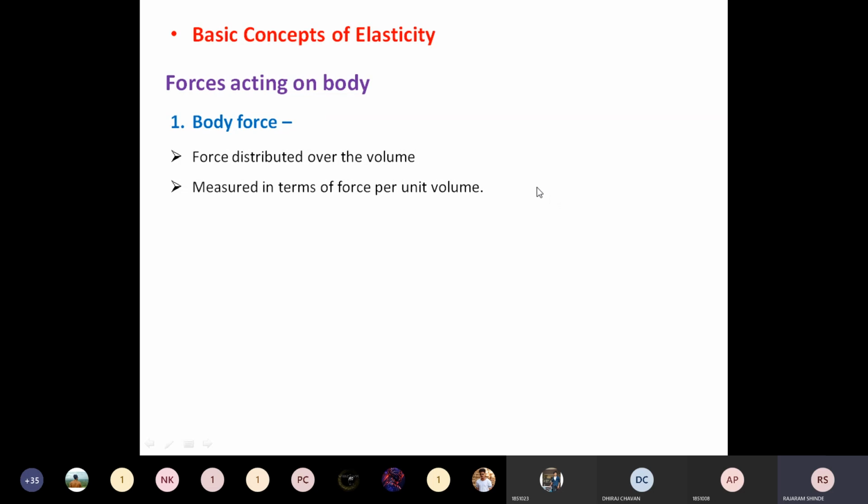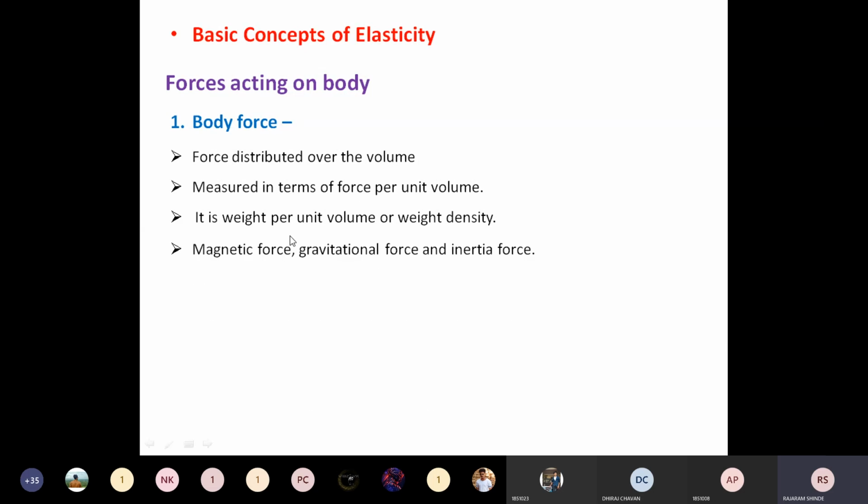Okay, that means it is acting on the volume, or it is equally distributed over the volume. Now, if you ask me for examples of these forces, what are they? If you consider the gravitational force, or weight density, it is force per unit volume. Do you agree with this?